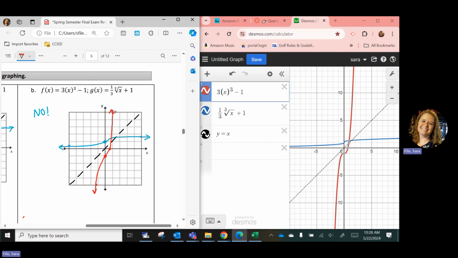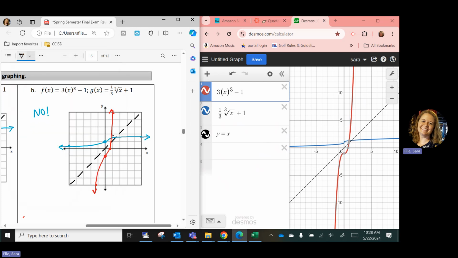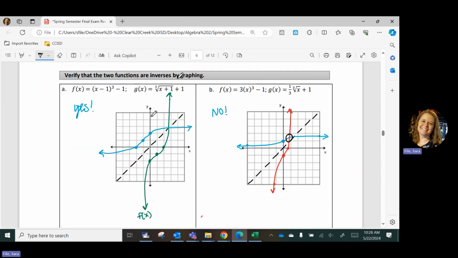So notice the point where they intersect is not on the line y equals x. So these are not inverses. The points are not x and y switched. So these are not inverses. So you know what to look for if they are inverses. Notice the intersection is on the line y equals x, and they reflect across that line.